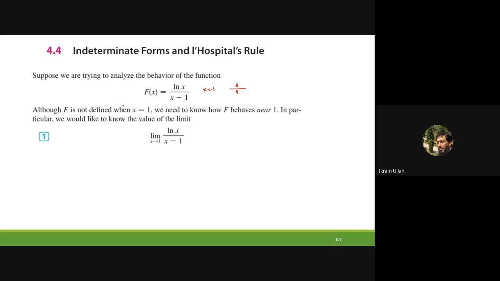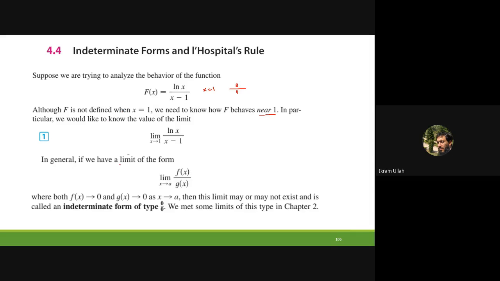So we are trying to analyze the behavior of this function near x = 1. We need to know how f behaves near x = 1. In particular, we would like to know the value of the limit as x approaches 1 of ln(x) divided by (x - 1).